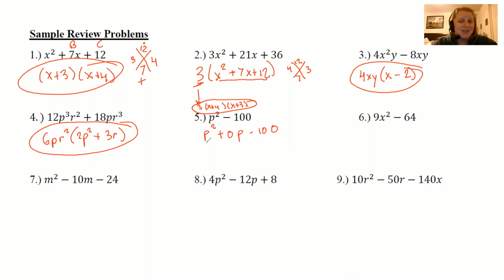Adding a 0p does not change the value of anything. I have not broken any rules. I just reformatted the problem. And because a is 1, I can use my little shortcut trick. So I'm looking for factors of negative 100 that make 0, and that would be negative 10 and positive 10. According to my rules, I can just set that up as my answer.